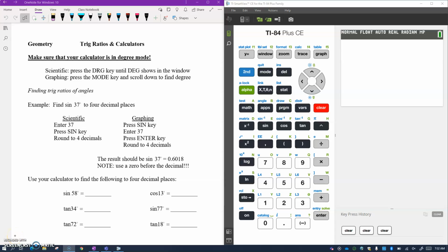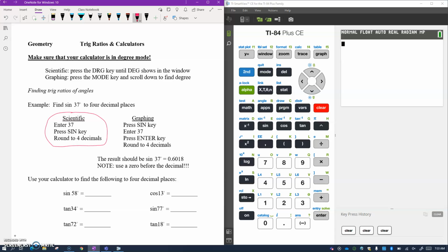All right, we're going to take a real quick look at today's notes, and this is really going to focus on calculator use. So I'm going to show you how to do this with the TI-83, 84. If you have a scientific calculator, there is a brief description here, but again, I'm going to focus on the required calculator for the course.